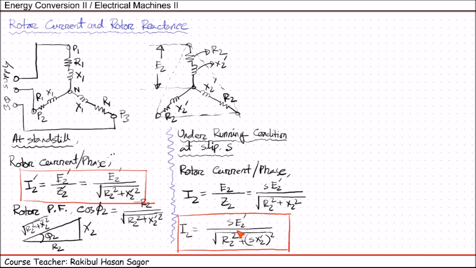When the rotor is at a standstill, the value of S will be equal to 1. If we put the value of S equal to 1, we'll get the standstill current per phase. So if you put the value of S equal to 1, we'll get exactly this equation, which represents the rotor current under standstill condition. So this can be treated as a generalized equation for both running condition and standstill condition.